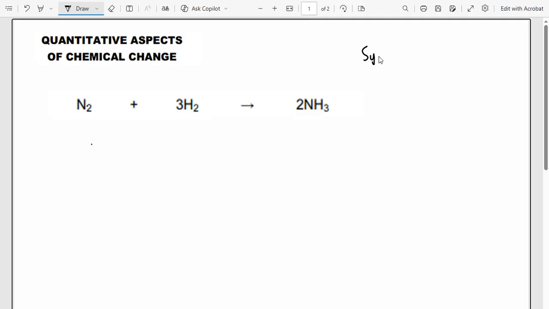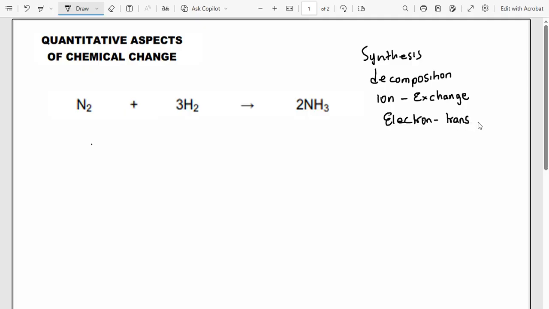You need to make sure that you understand what a synthesis reaction is, what a decomposition is, and the ion exchange. Please go and read this so that you can prepare for our next lesson. And the last one is the electron transfer. The electron transfer is redox reactions, right? This is what you did in grade 10.